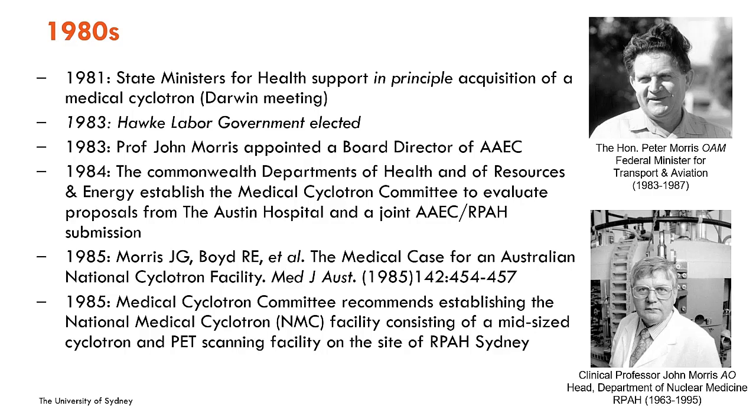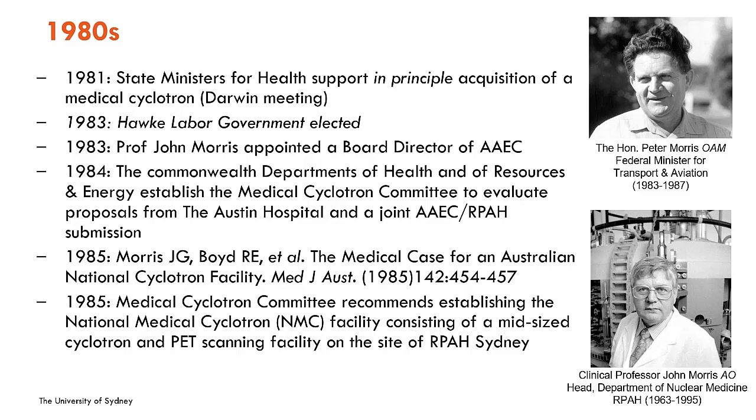The deliberations were published in a paper in 1985 in the Medical Journal of Australia called The Medical Case for an Australian National Cyclotron Facility. And this set out the needs for both single photon emitters and PET. However, single photon radionuclide production was still the main argument for a need for a cyclotron in Australia.